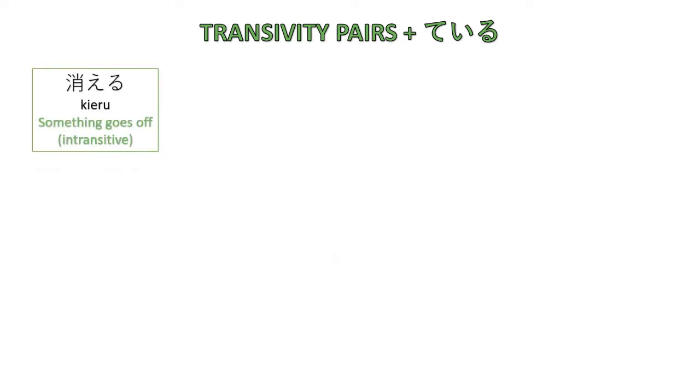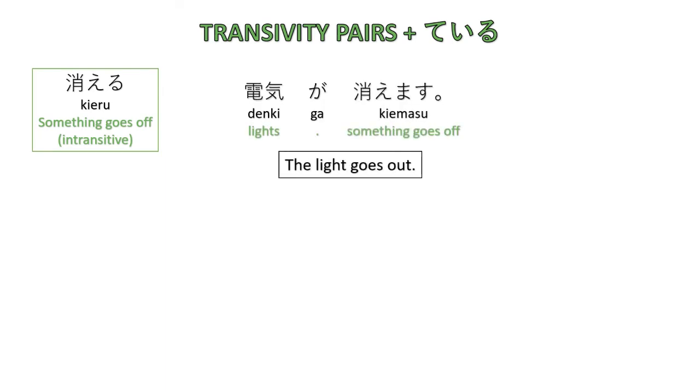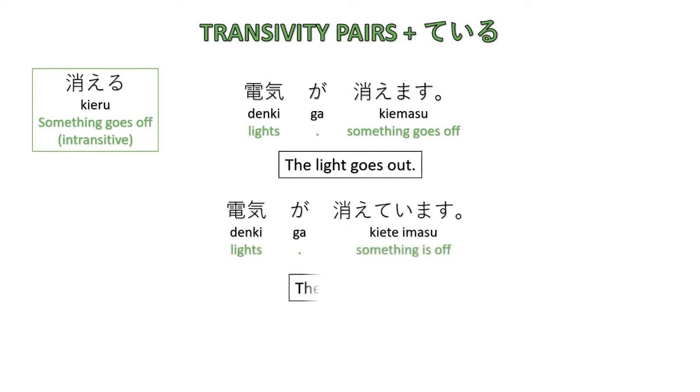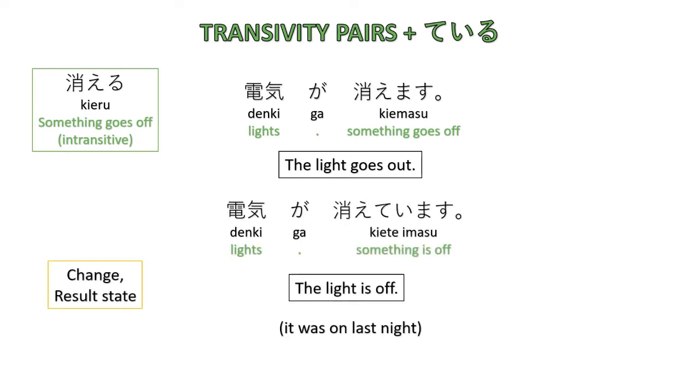For the intransitive, kieru, something goes off or something turns off. Denki ga kiemasu, the light goes out. Okay? Maybe it went out by itself. And we are going to turn it into the te iru form. Denki ga kieteimasu. So in this case, the light is off as opposed to the light being on.